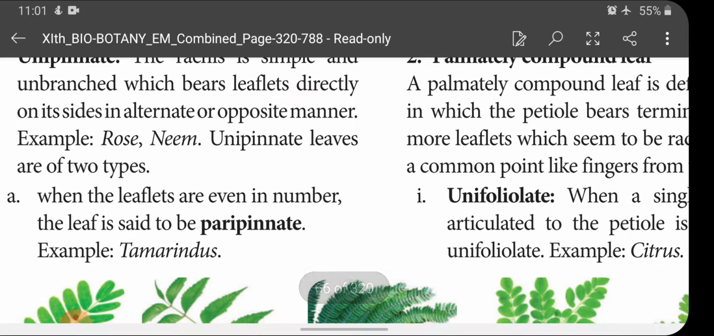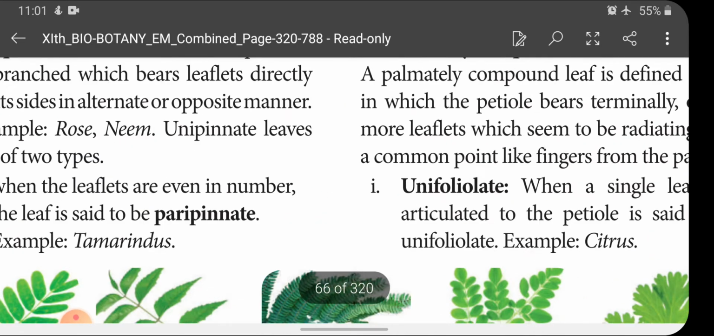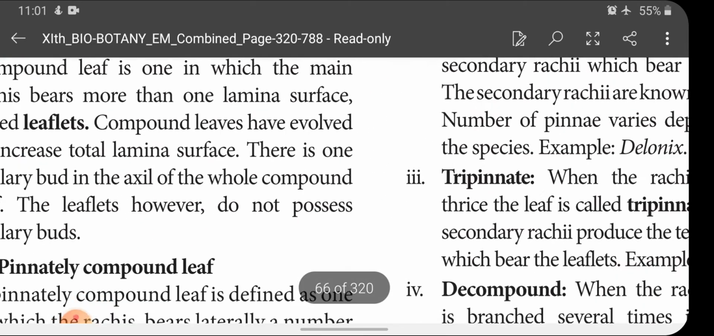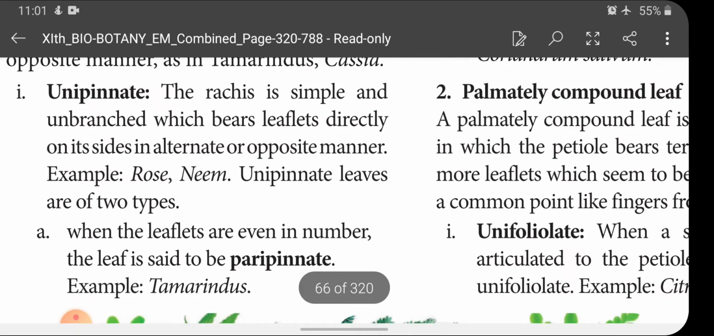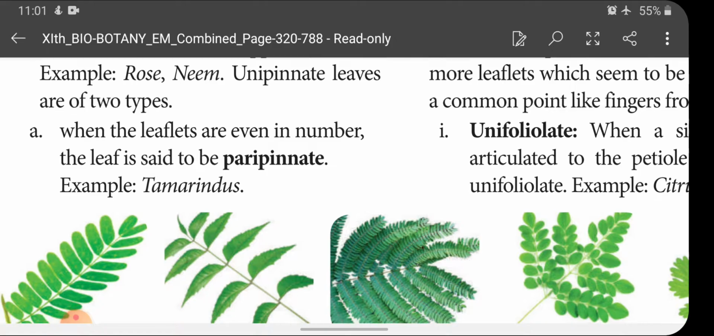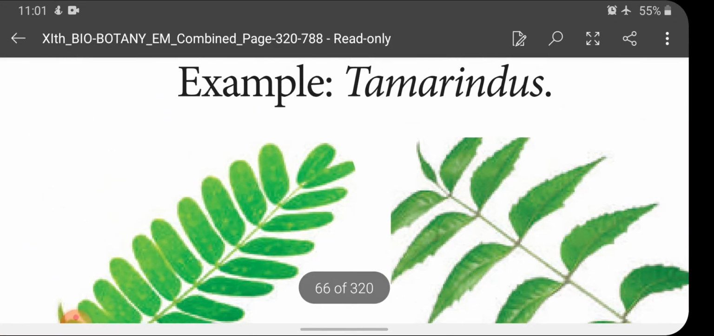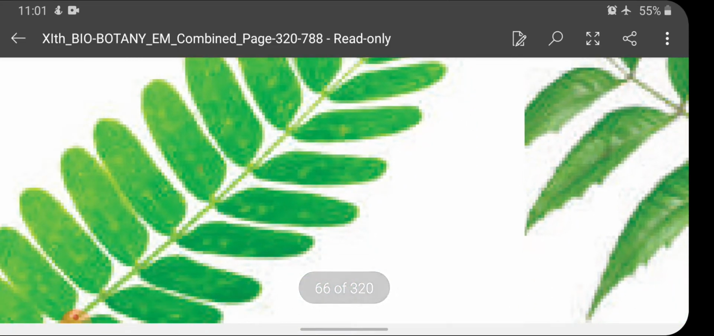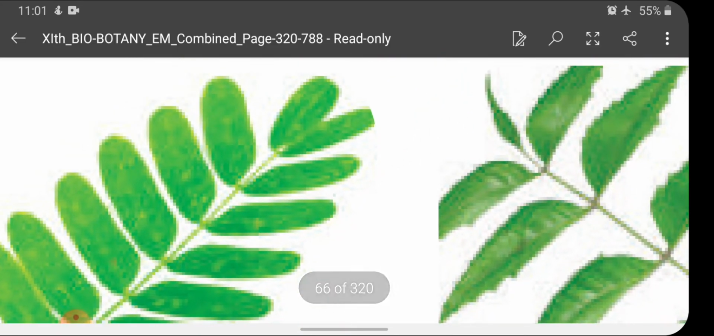One is paripinnate, another one is imparipinnate. What is paripinnate? When the leaflets are even in number, the leaf is said to be paripinnate. See children, you can see here in this one, the leaflets are even in number and end with a pair, 2 leaflets. This is called what? Paripinnate. At the end of the rachis it also possesses 2 leaflets. That means the leaflets are in even number.